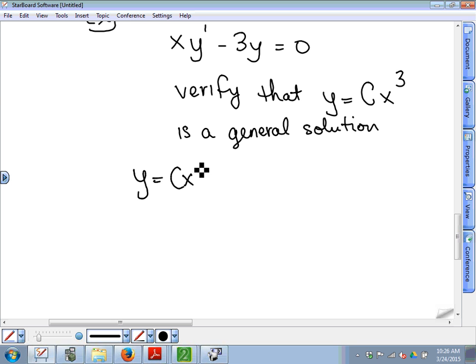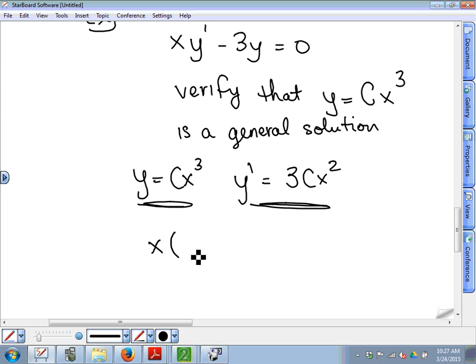We know that y equals cx to the third. What's y prime? Y prime would be 3cx squared. Right? Yeah. So if we take this y and this y prime and plug it into the differential equation, what should it equal? 0. Should equal 0. So we have x times 3cx squared minus 3 times cx cubed equals 0.